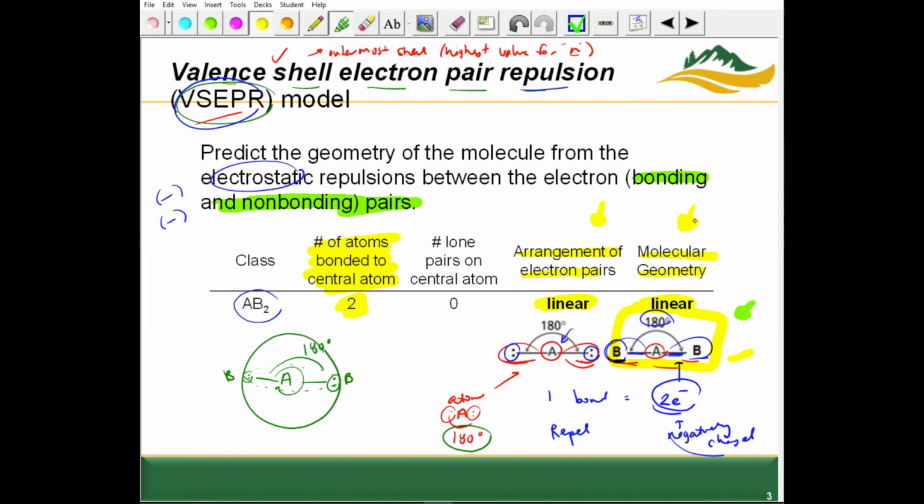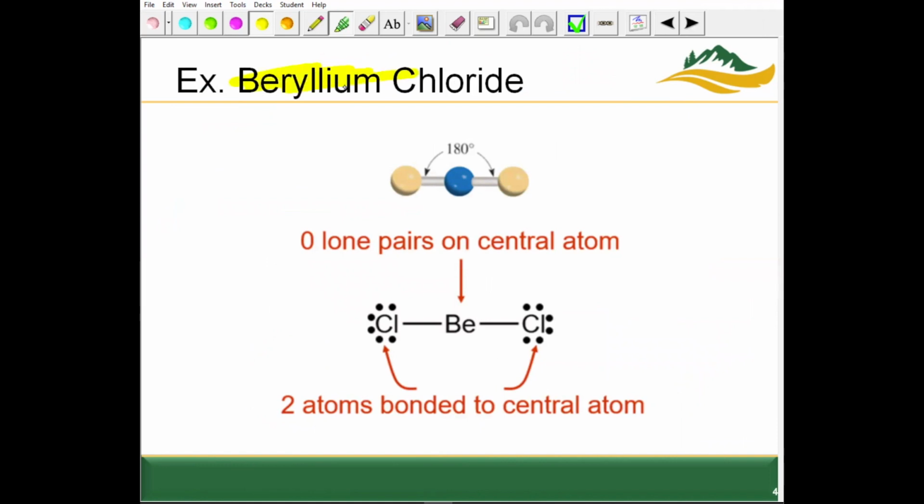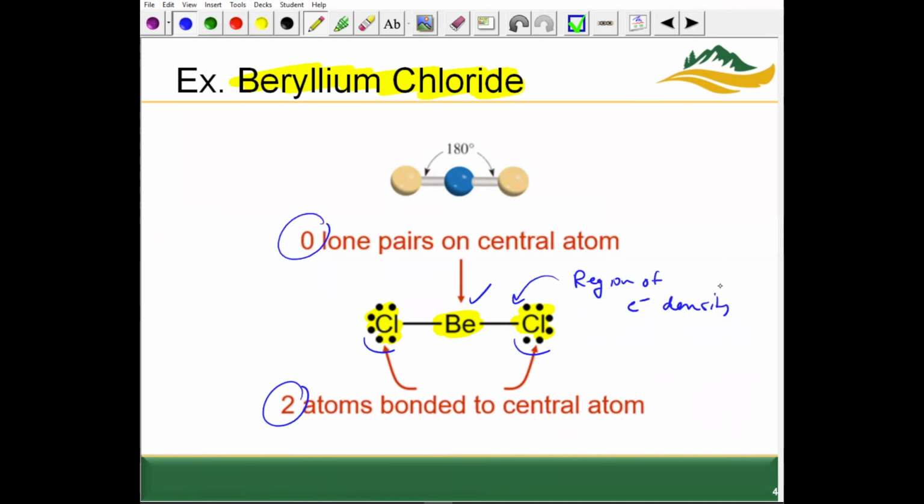Here's an example not just with AB2, but with beryllium chloride. So beryllium here in the middle, then 2 chlorine atoms. We change that ending to IDE. With one central atom and two bonds to that central atom and no lone pairs off the central atom, we have this region of electron density going away from the central atom, so that's one on this side, and one other region of electron density here. This means in total here we have two regions of electron density.